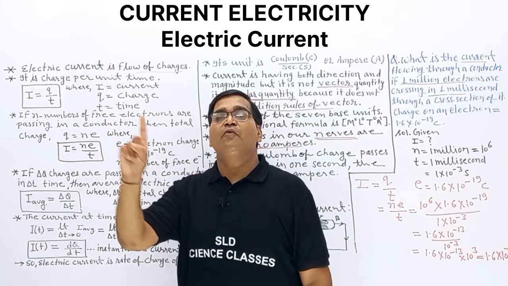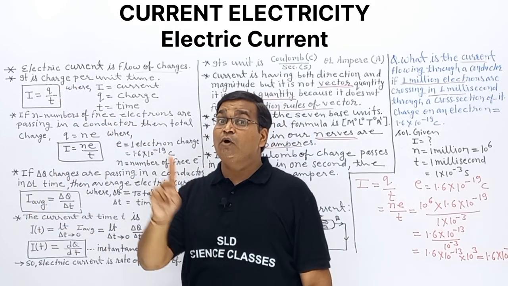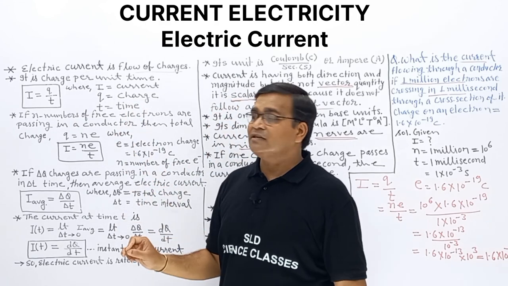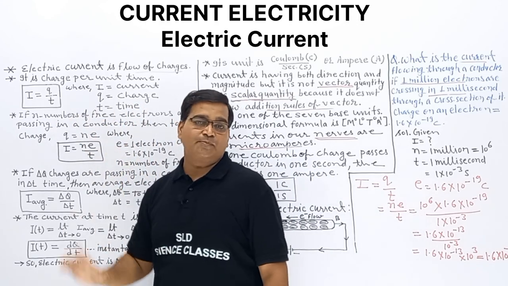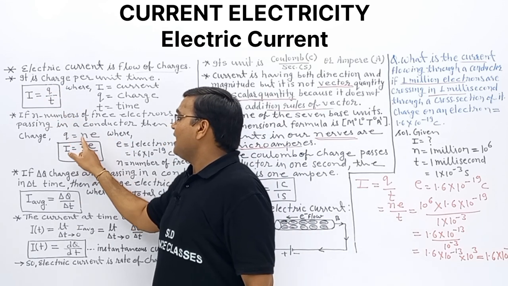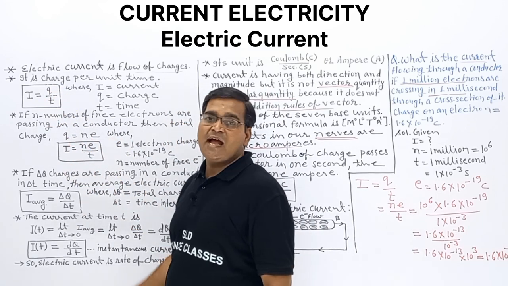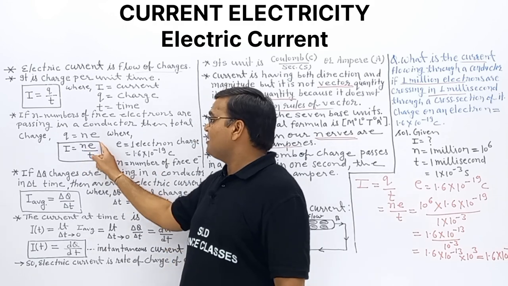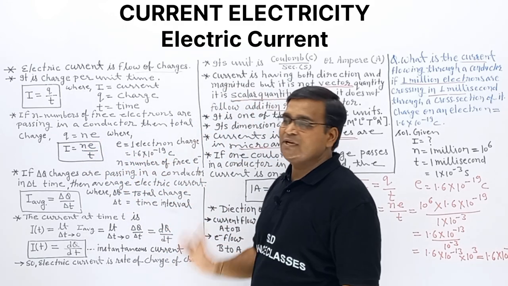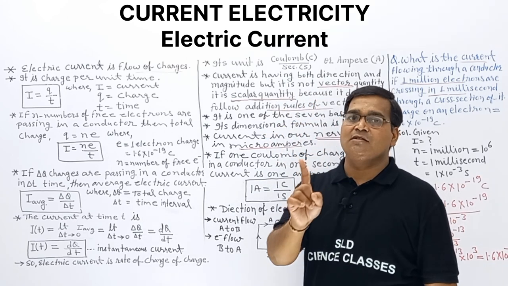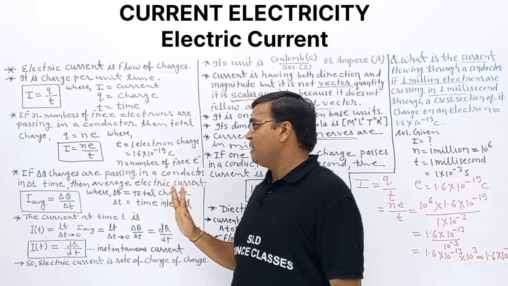It is the flow of charges, charge per unit time. If in a conductor n number of free electrons are crossing, then the total charge will be Ne. Then the formula will be I equal to Ne upon t. e is the electron charge, its standard value is 1.6 into 10 to the power minus 19 coulomb. One electron's charge is this.